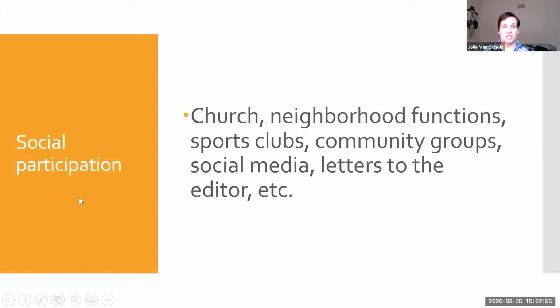Social participation. So, ways that we can participate in our community. Church is a really big one. Churches, mosques, synagogues, any kind of religious institution. There's typically an amount of tithing, an amount of money that you might give, or just volunteering, doing Sunday school, or just showing up on Sundays or other days as well.